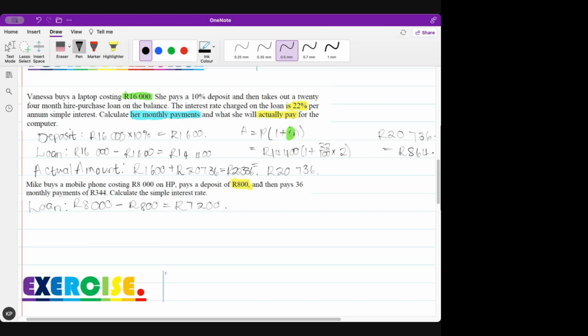And then we know that he pays 36 monthly payments of 344. We need to know how much that is in total. So in total, they already told us our accumulated amount, and that is the 344 Rand times 36 months, because that's how long he is going to pay for this phone. So what's 344 times 36? That will be 12,384.